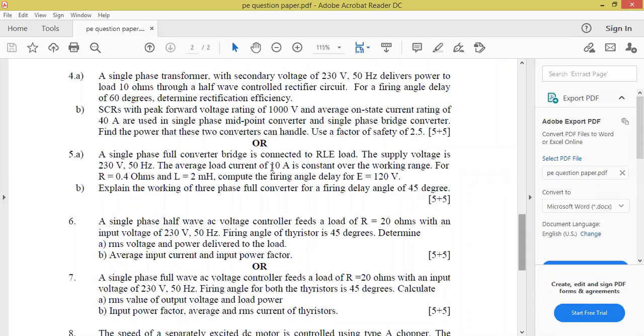230 and 10 amperes output voltage. So can anyone tell me what will be the firing angle? Is it less than 90 or greater than 90 for this problem? Fifth question, A part. Less than 90 or greater than 90? You check, firing angle will be less than 90, the same value. Do this one, all of you, the same problem which you have taken in the examination. Remaining problems also we'll see after.